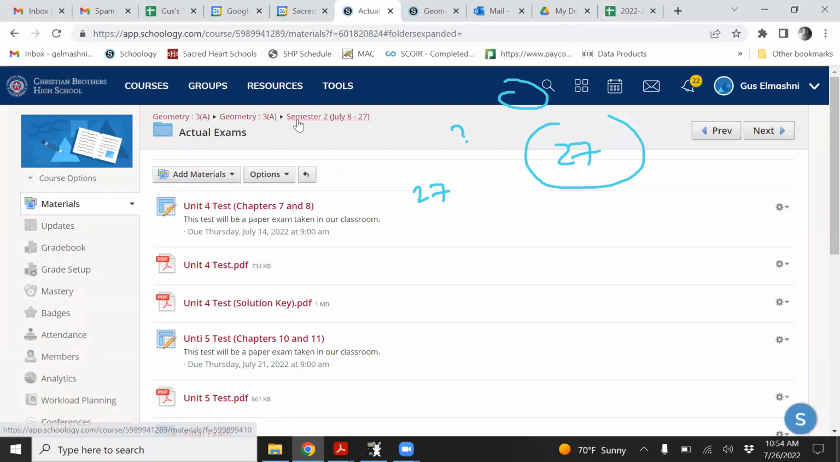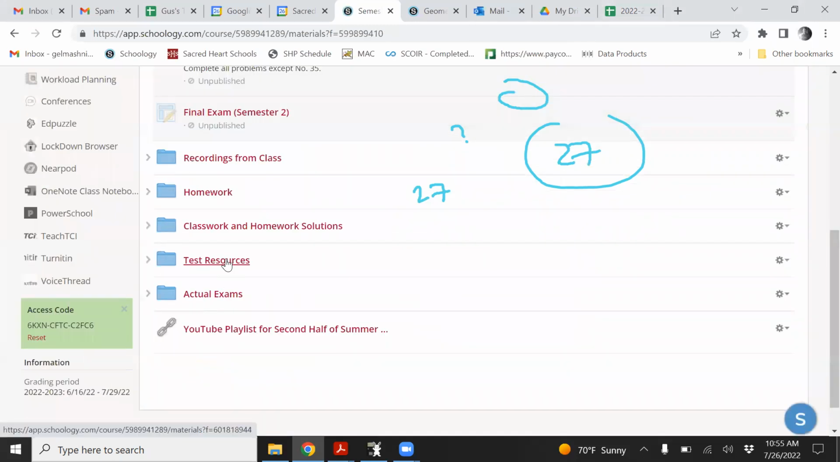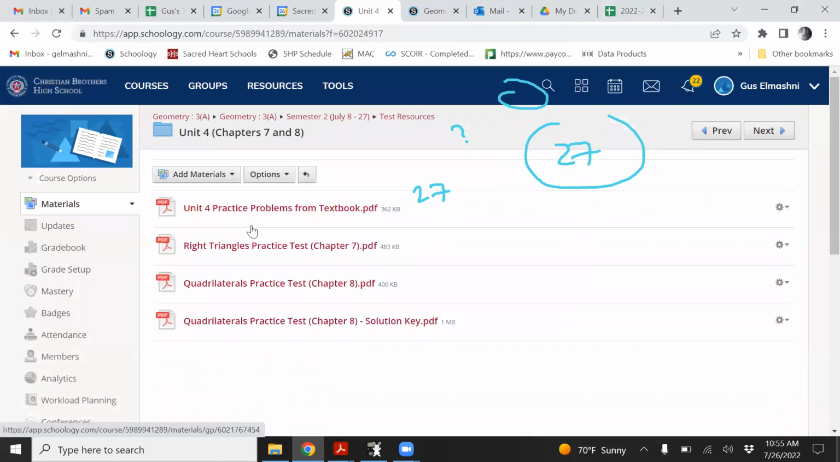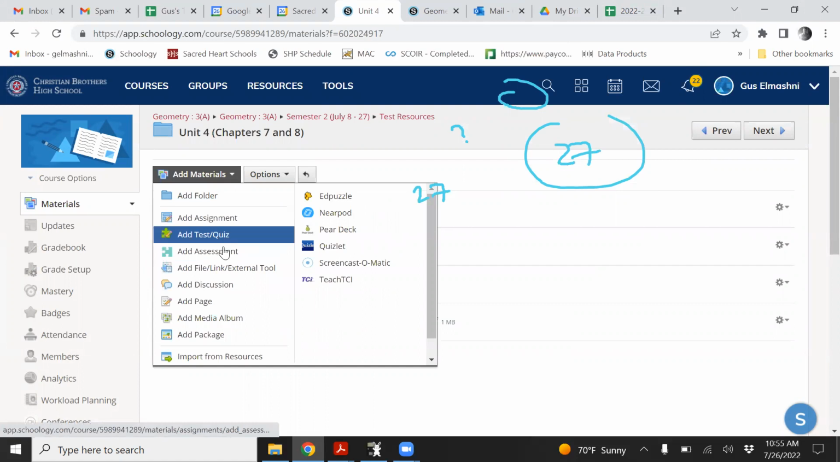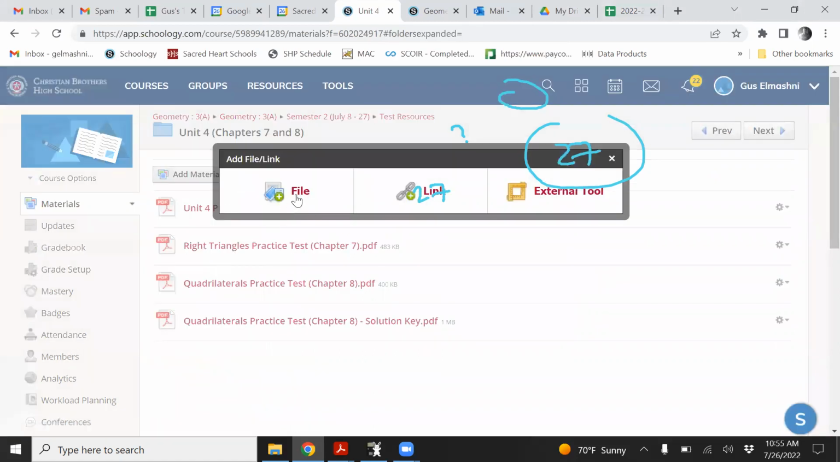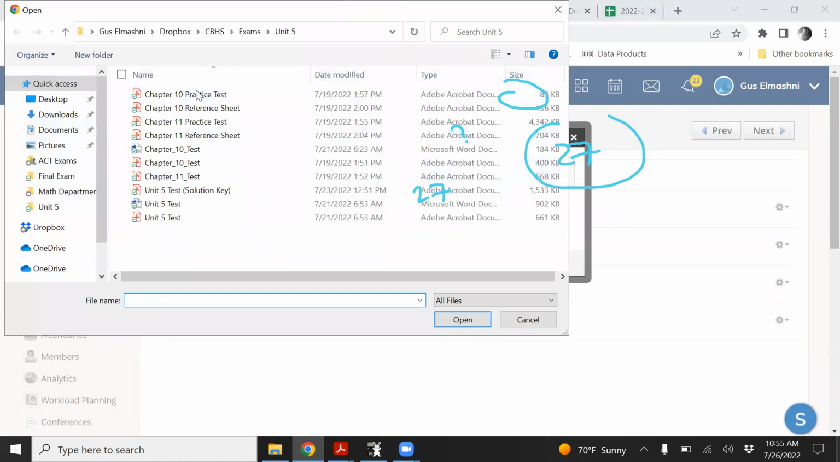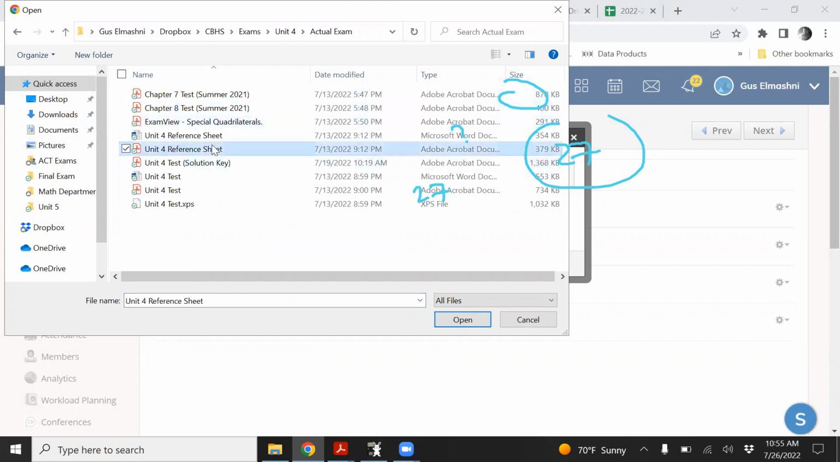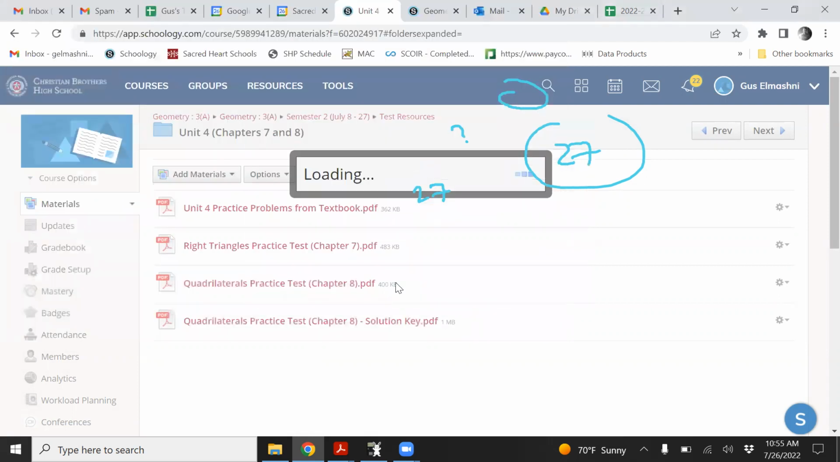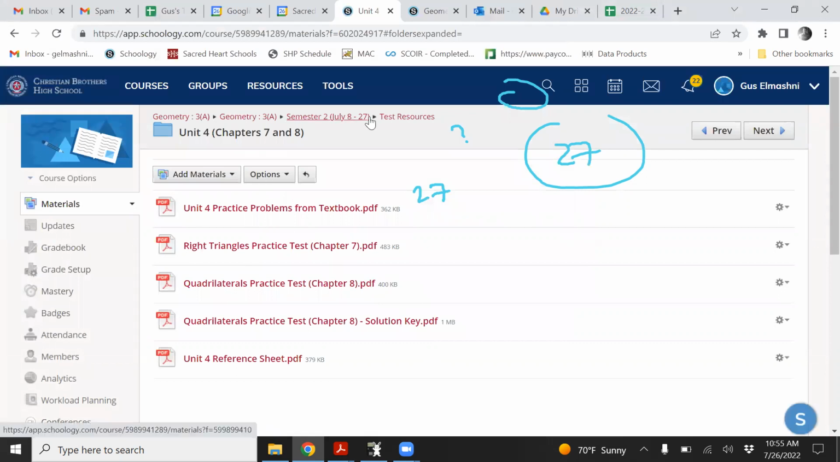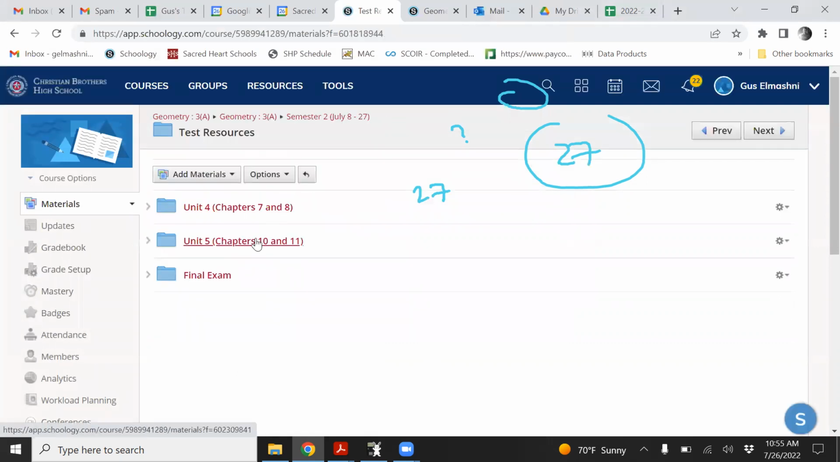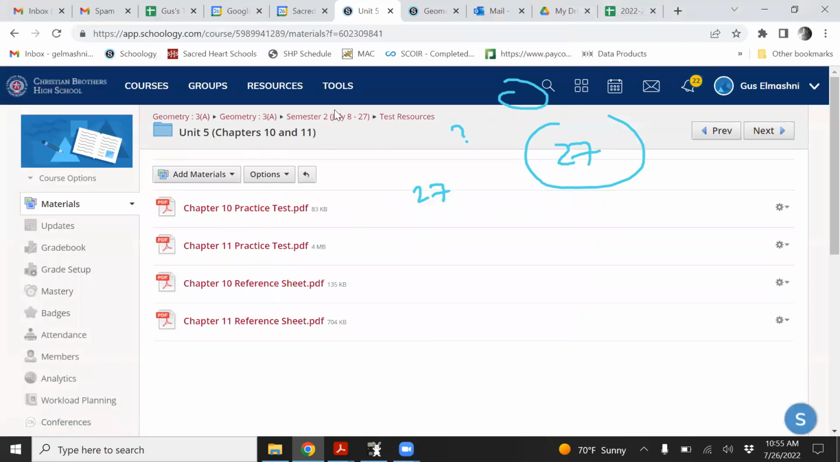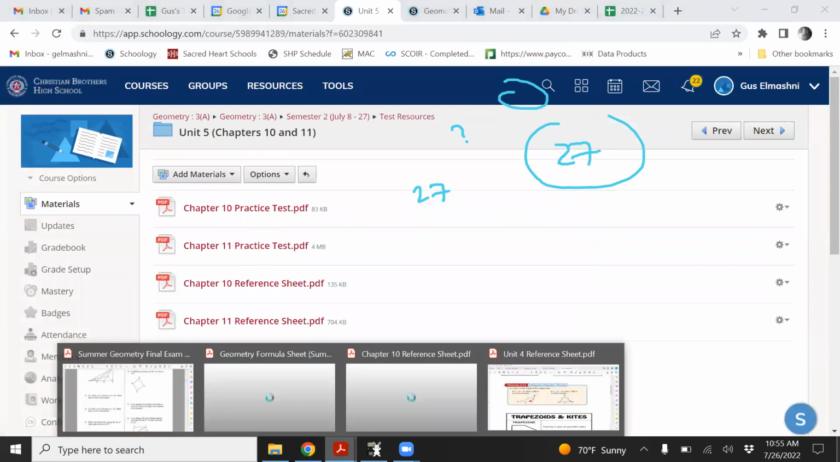Okay, but yeah, no, if you go to test resources and Unit 4... huh? Did I not put? Let me put that reference sheet up there as well. Sheesh, that's interesting. Okay, I'm glad I'm doing an audit of this. Okay, I put the reference sheet here. Okay, that's weird. Anywho, let's keep moving.